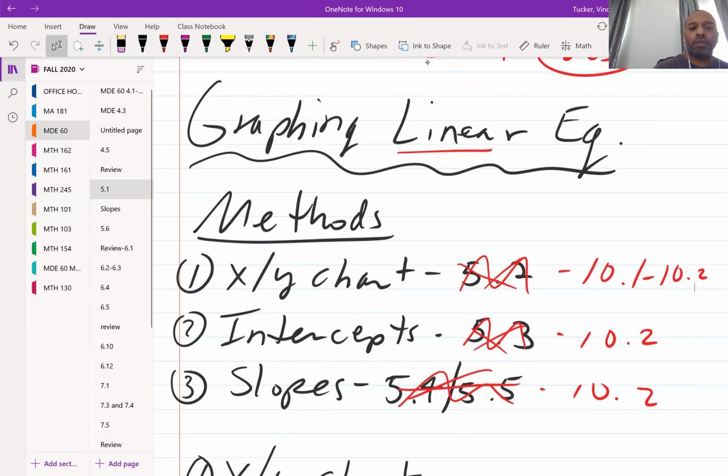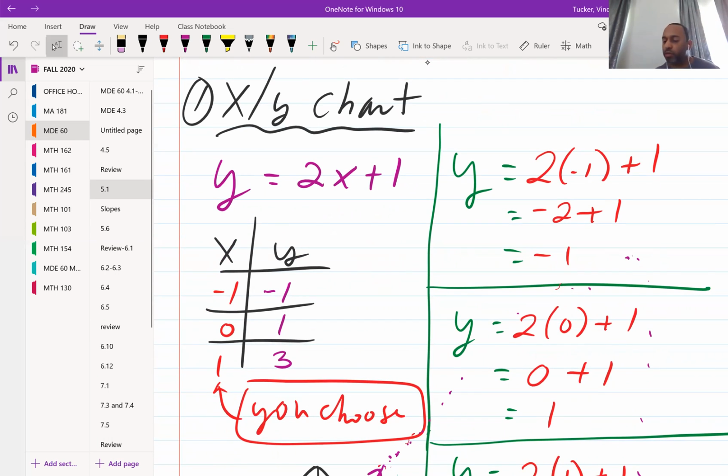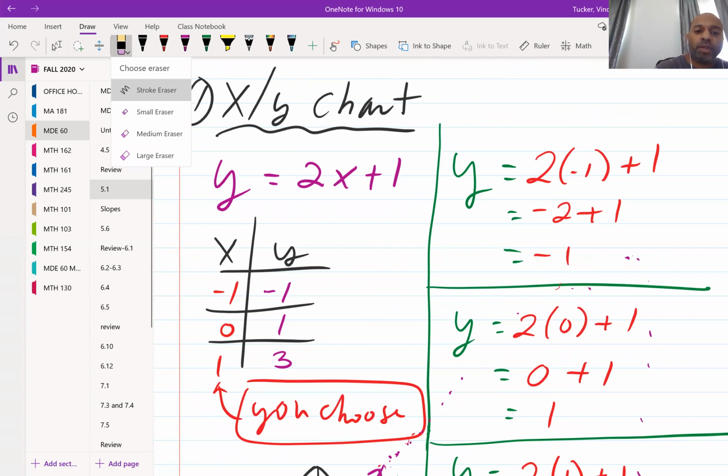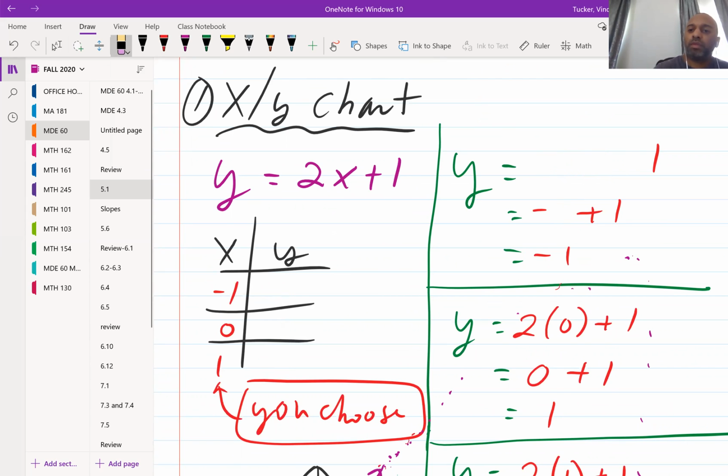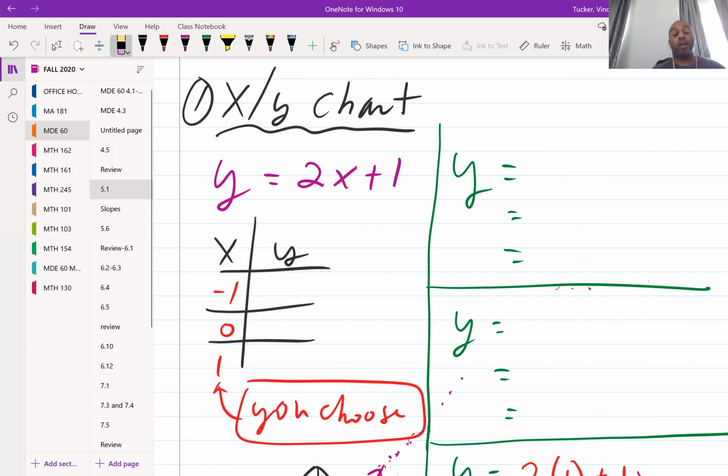All right, so let's look at the first way. Creating an XY chart. Let me erase some of this stuff. All right, so let's say if we wanted to graph 2x plus 1. Unless they give you the values, they could give you the values for x, or you have the option of just choosing yourself. If they just say graph, then you would choose them yourself.